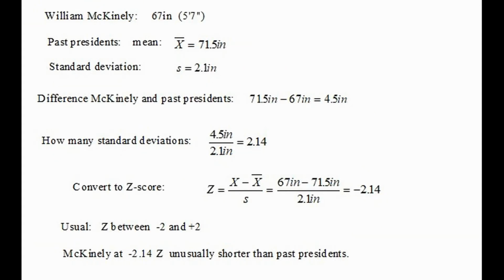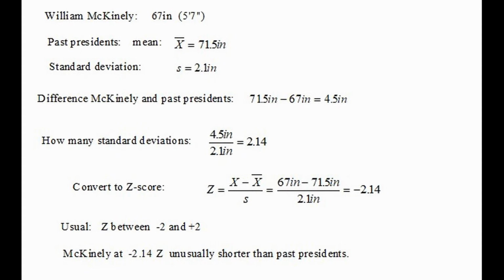Here is an interesting example involving President William McKinley. He was 67 inches tall, or 5 foot 7 inches. The past presidents had a mean height of 71.5 inches and a standard deviation of 2.1 inches. The difference between McKinley and past presidents then is 71.5 minus 67 inches, which is 4.5 inches.